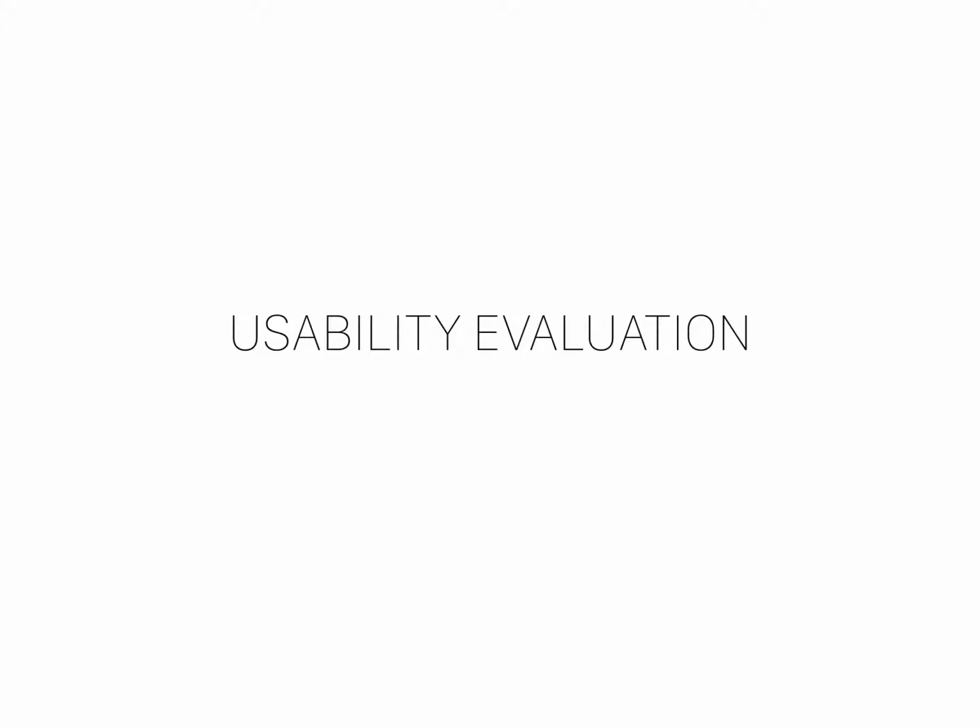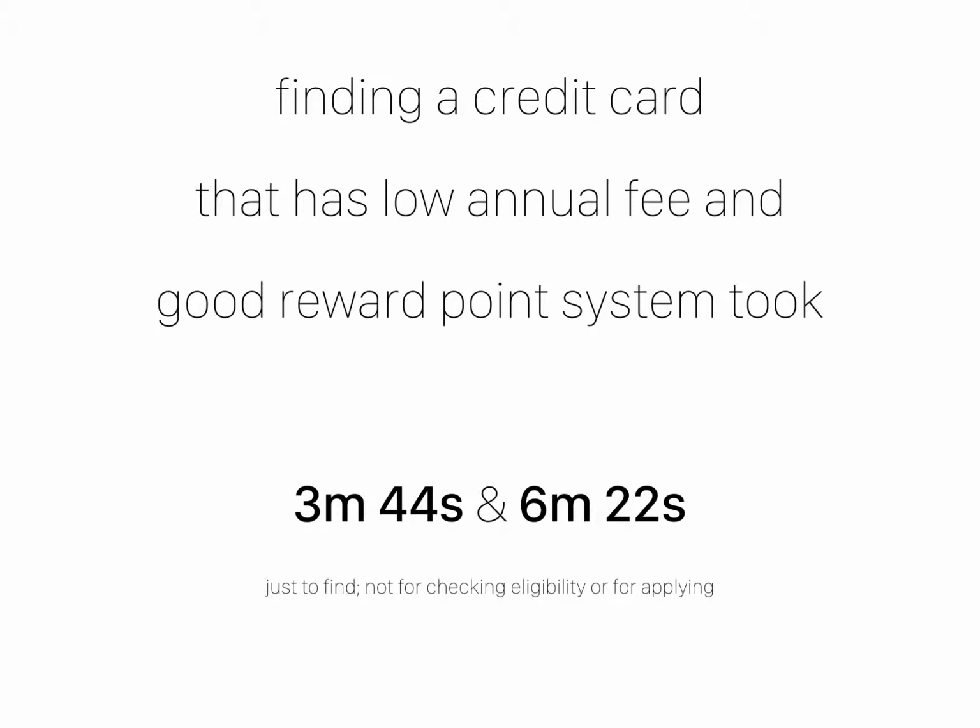So what were the results? During the exercise, I ran this particular question to two users, and some of the results were okay, meaning they were in acceptable limits, but especially the task of finding a credit card with these two specific requirements took one user more than 3 minutes and the second user more than 6 minutes. Now, this is the time taken just to find the card of their choice, and does not include the time taken for checking the terms and conditions or understanding the eligibility or whatever.